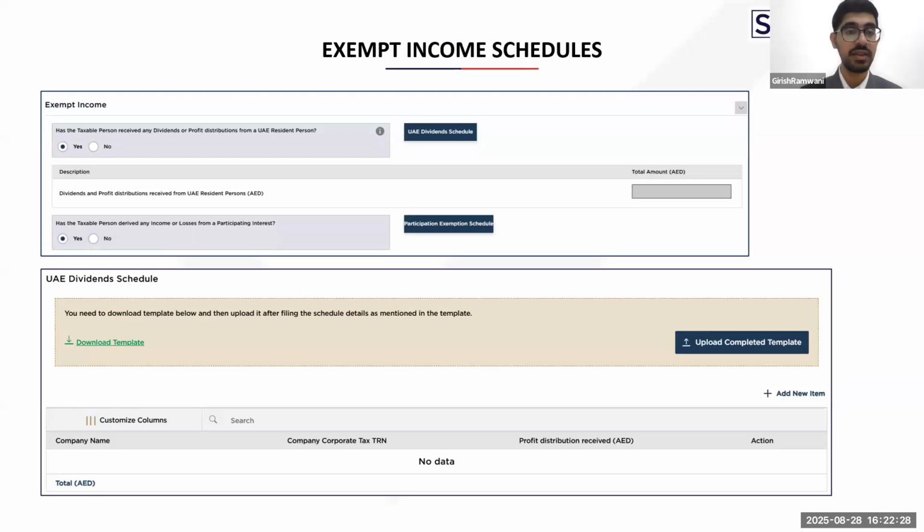The first is the UAE dividend schedule. The law says that if a company derives any dividend income from another UAE company, that is, any dividend from domestic companies, it is completely exempt without any conditions. You just have to give the company's name, the company's TRN, and the dividend, the profit distribution, that you have received. Whatever amount you report over here is going to be excluded while computing your taxable income.